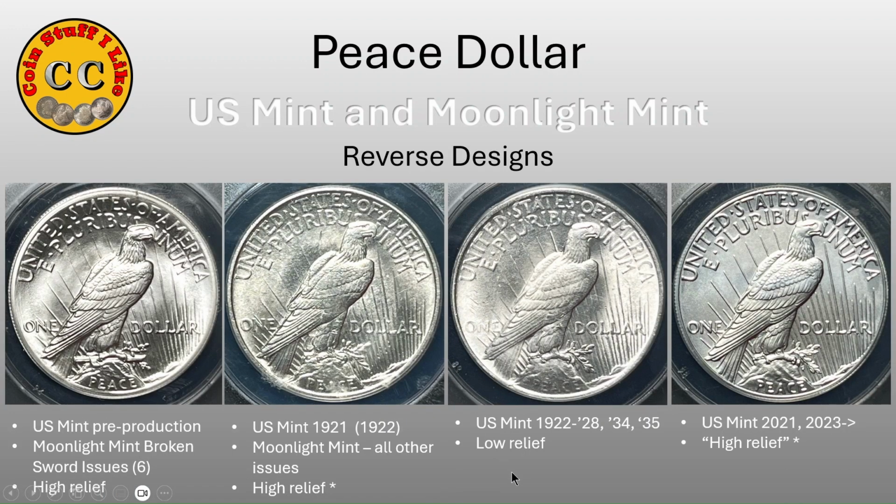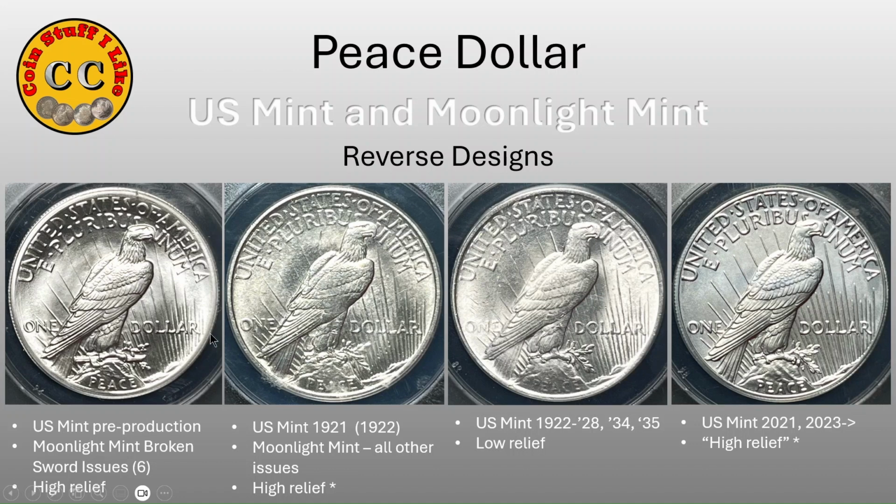All right, so the reverse design, as we know, the original design, which never went into production, is the broken sword reverse, which is high relief, and it has a broken sword. It has the 2 rays under 1. This is faithful to the original design that was originally approved. And Moonlight Mint has produced 6 issues with the broken sword reverse.